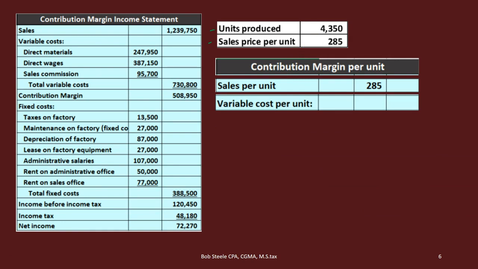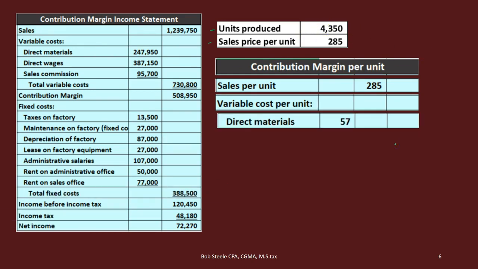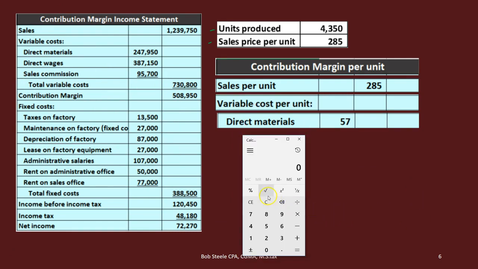So the variable cost per unit, if we pull out the calculator here, we're going to say the variable cost per unit are going to be the direct materials, which is the 247,950, divided by the number of units, in this case the units produced up here, which is the 4350. We're going to get the 57. So we've got the variable cost per unit for direct materials, 57. If we take the direct wages, we take the 387,150 divided by the 4350, and we get the 89. So we've got 89.